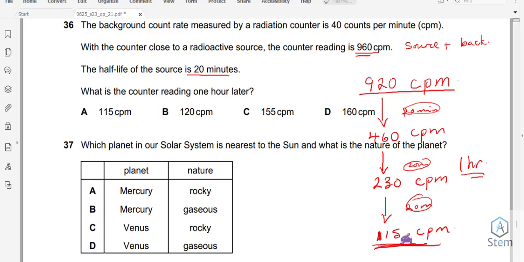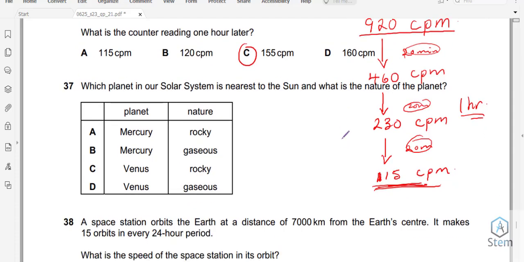Now we take this 115 and we add the background count rate, because the background is going to remain at 40 counts per minute, so we assume. So 115 plus 40, we get 155. So for 36, our answer is C.